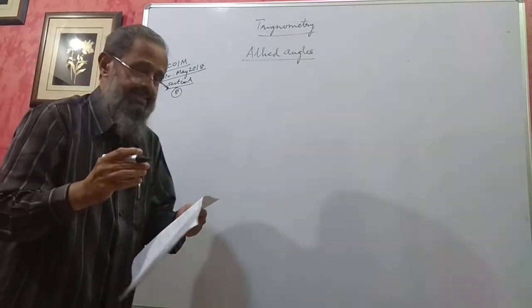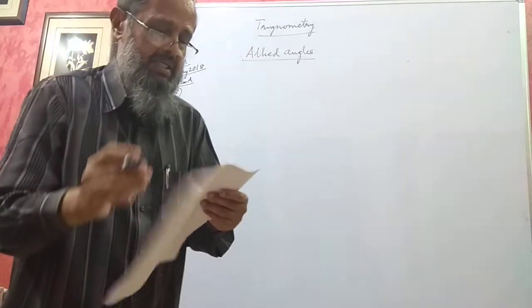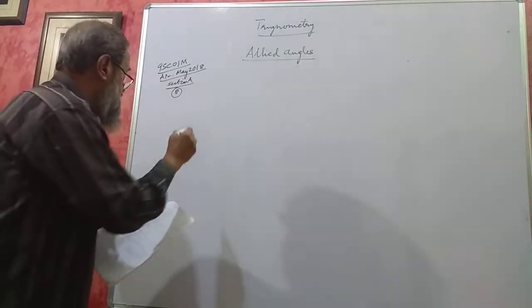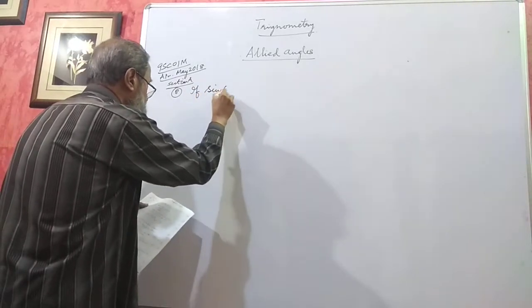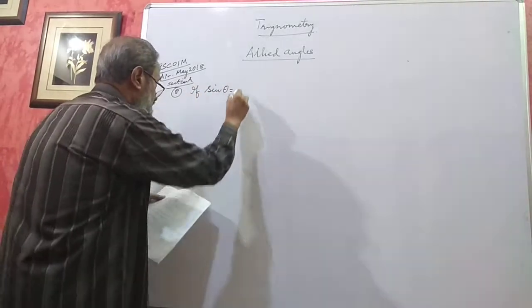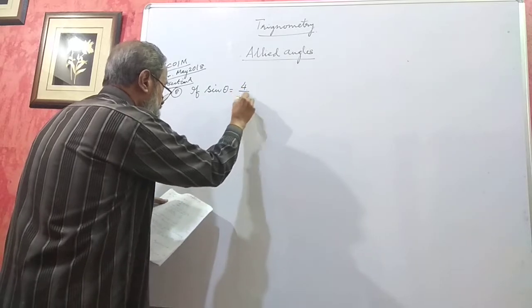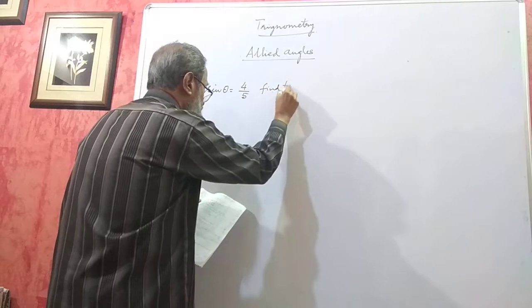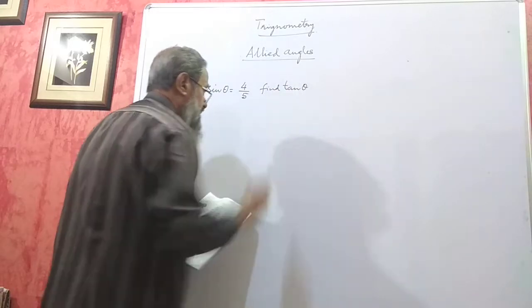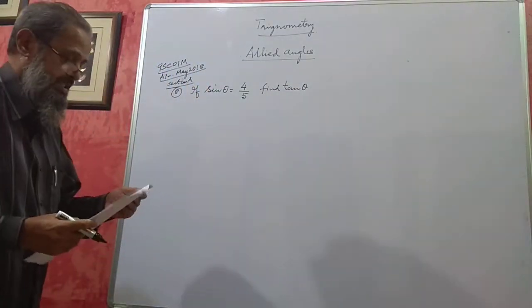Now this doesn't exactly come in allied angles, but still I have selected it. The problem is like this: if sine theta is equal to 4 by 5, find tan theta. This is a problem for 2 marks.